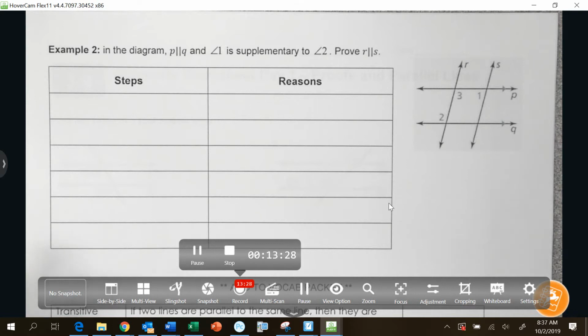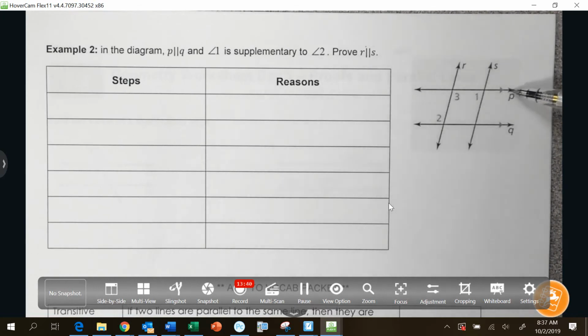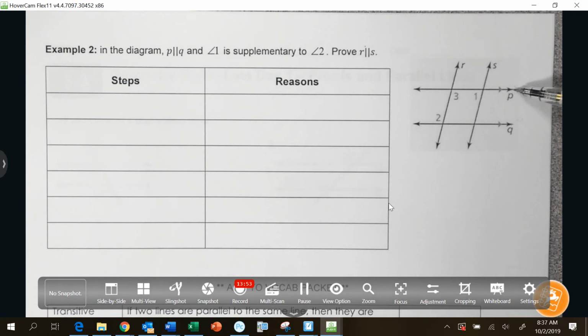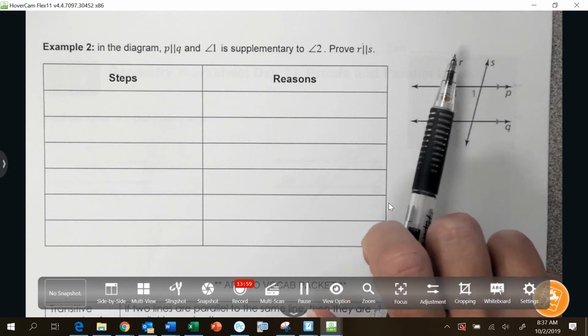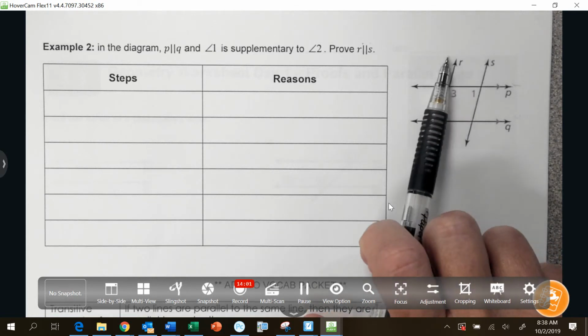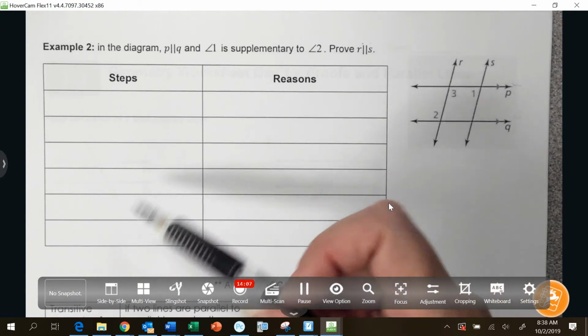So for example 2, you guys have to prove that R is parallel to S. Right now, you only know that P is parallel to Q. So any sort of corresponding, alternate interior, alternate exterior, or what's the other one? Same side interior, any of those that you're going to use, you can use with P and Q. What you'll have to do is use one of the converse theorems with R and S. You'll have to use a converse theorem. You'll have to find 2 angles that are either supplementary or congruent on R and S before you can say that R and S are parallel.